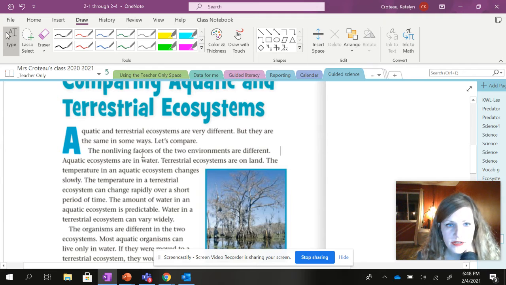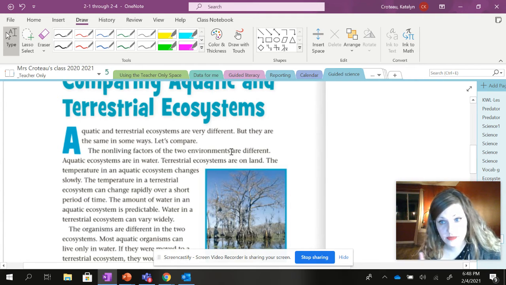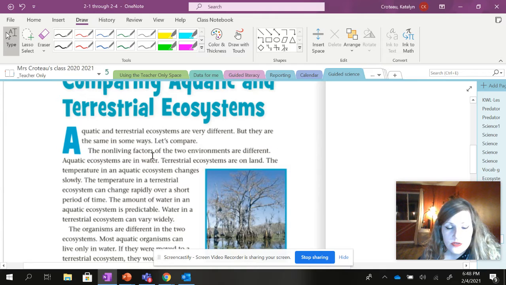The non-living factors of the two systems or two environments are different. Non-living factors, interesting. Aquatic ecosystems are in water. Terrestrial ecosystems are on land. So that comes after that sentence because they're talking about the things that are not alive. Water and land are not alive, right? And they're very different in both of those two systems.